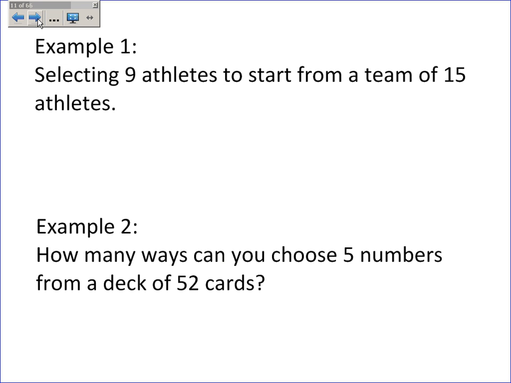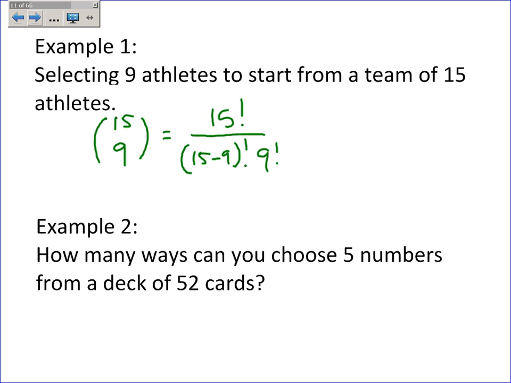Now, in my mind, the order that you choose them doesn't matter. They either start or they don't. Okay, so this is a combination. I'll write it the way that we will see in our textbook more often. 15 choose 9. Whoops, sorry, there's no division symbol. 15 choose 9, which the equation is 15 factorial over (15 minus 9) factorial times 9 factorial.